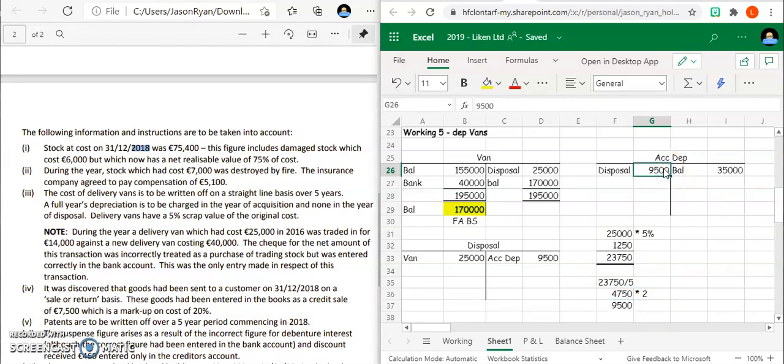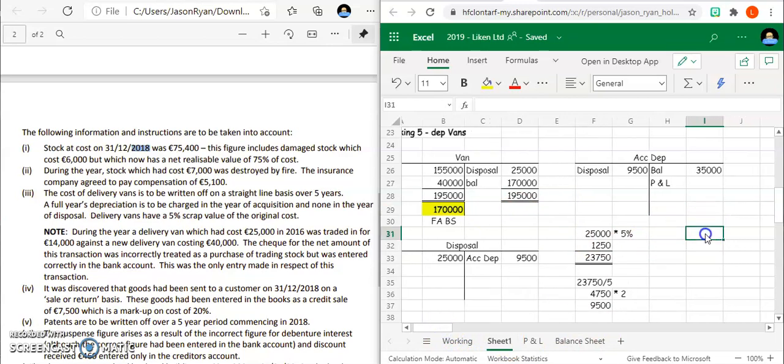So you're going to debit your accumulated depreciation account and you're going to credit your disposal account. So that's the first figure that we found out, how much accumulated depreciation for the van that we sold. Then we need to find out the profit and loss figure. So what is the depreciation that we're going to put into our profit and loss as part of administration? Our total value of our vans is 170,000. So once again, we multiply that by 5% because we want a scrap value of 5% at the end.